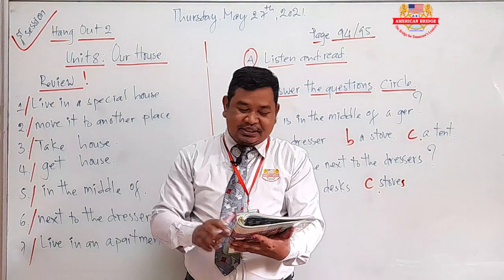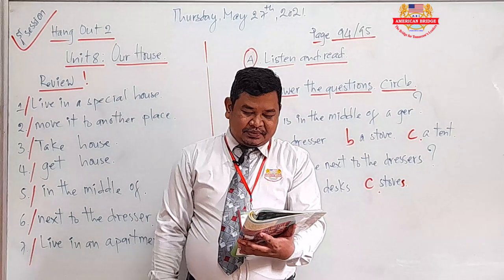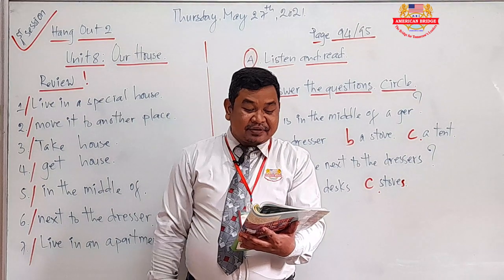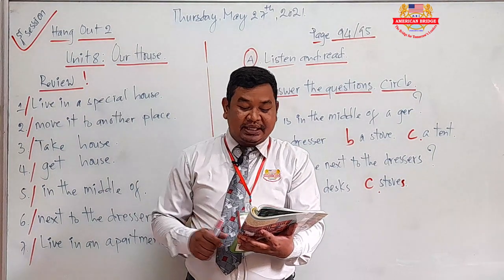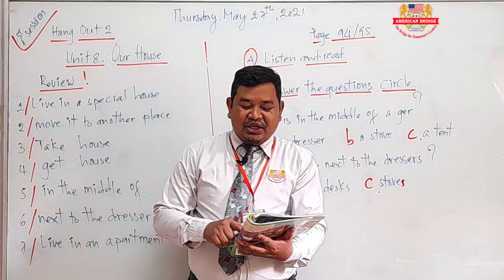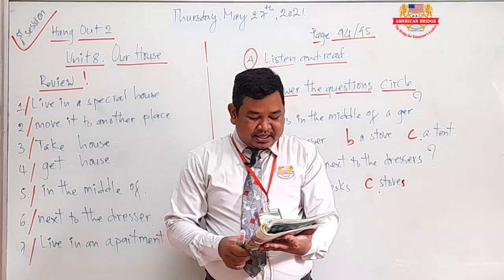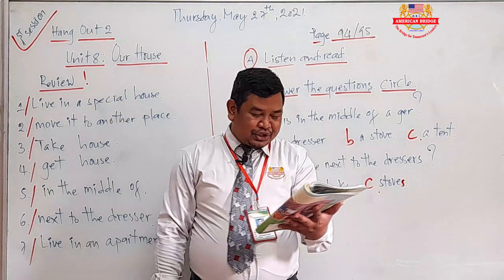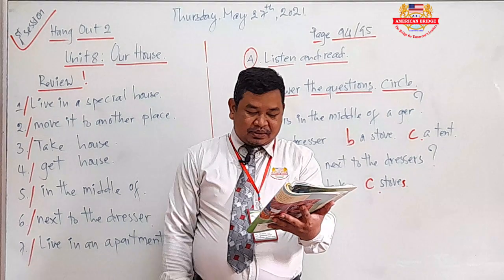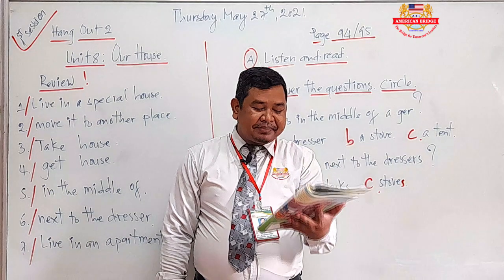Listen everyone, start to listen. A Mongolian house. This is Naram. He is from Mongolia. His family lives in a special house. We call this house a gear. A gear is a simple house. You can move it to another place, just like a tent. A gear is a big tent.